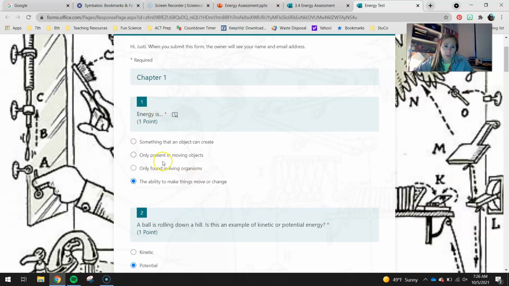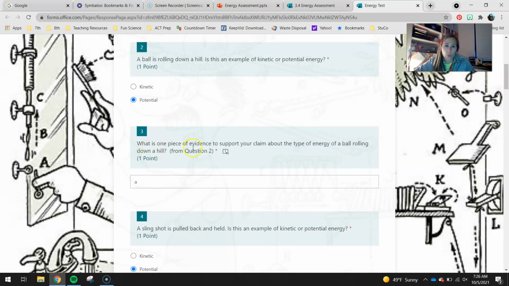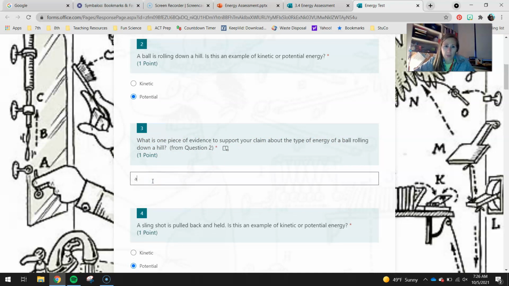So the first part of these are multiple choice. So energy is something that an object can create, only present in moving objects, only found in living organisms, or the ability to make things move or change. A ball rolling down a hill is an example of kinetic or potential energy. What is one piece of evidence to support your claim about the type of energy of a ball rolling down a hill? So you guys will click and type right there.